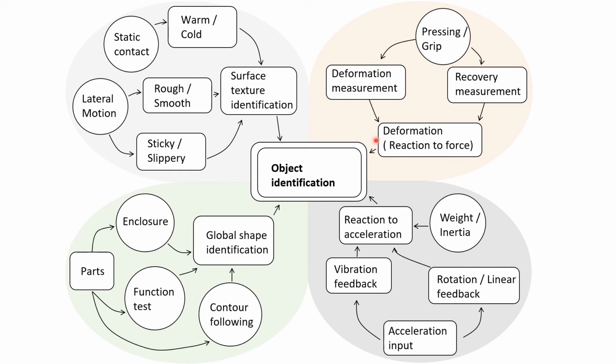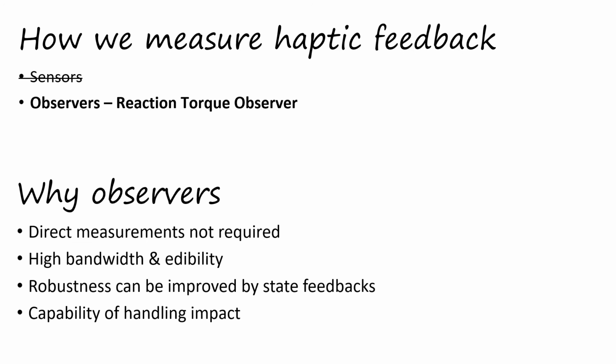When we squeeze an object, we can observe the deformation of the object and its recovery after the force is removed from that object. Using those features, we are going to observe the object. In order to measure deformation, we are using a disturbance observer and a reaction torque observer.